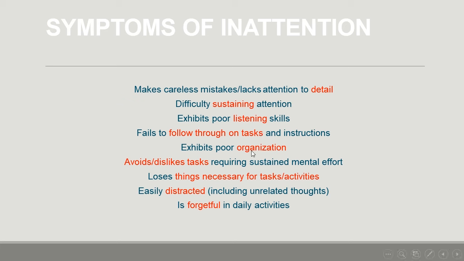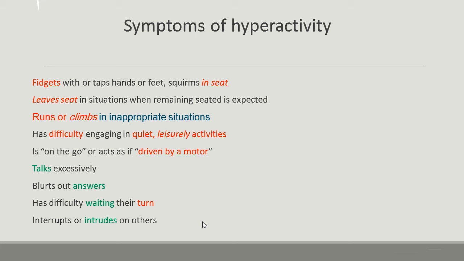So he will exhibit poor organization. He cannot prioritize. He cannot keep and follow through the task. So he will avoid or dislike tasks requiring such mental efforts. He seems forgetful, so he loses things. For example, if a child is coming back from school, the mother discovers that he has lost his coat, his pencils or whatever. He's easily distractible, as we said before, and forgetful. The previous were the symptoms of inattention.